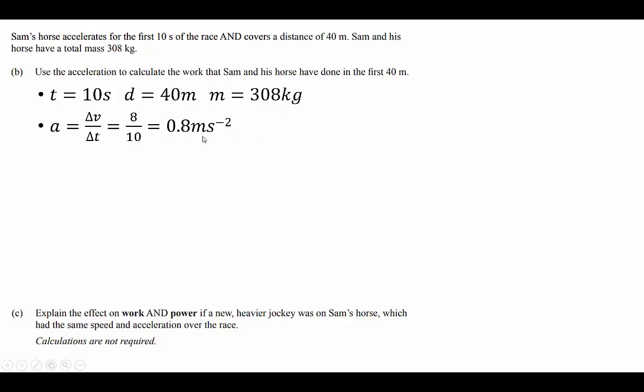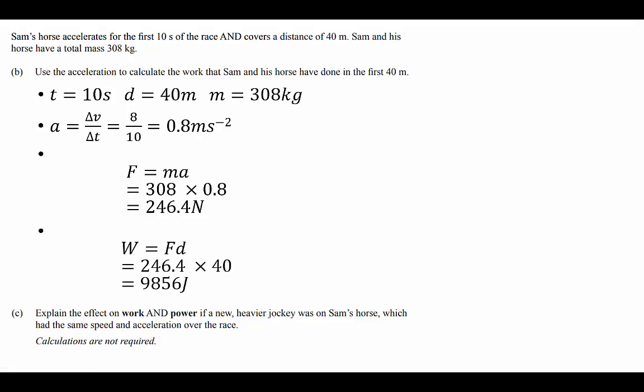So these are the values that are going to be useful to us. The acceleration and the mass are going to allow us to work out the force, and then the force times distance will give us the work done. So F equals ma, that's 308 mass times 0.8 acceleration, gives us 246.4 newtons. That's the unbalanced force. And then using the unbalanced force, because we're ignoring any frictional force here, that's the force we use to work out the energy, or the work done, and that comes out at being 9,856 joules.